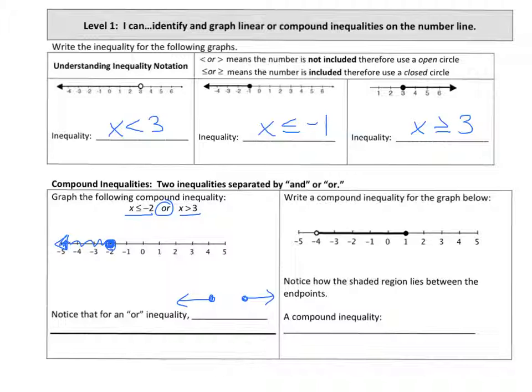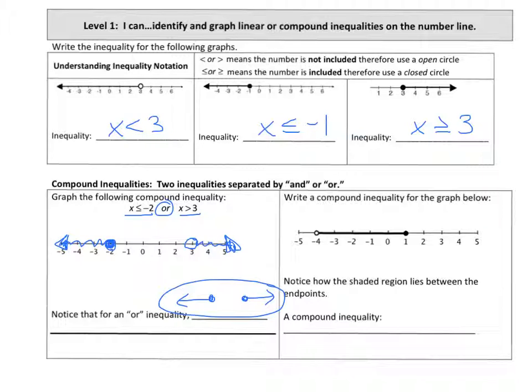And then for the second part, x is greater than 3, I do an open dot, and I shade where the numbers are greater than 3, which is to the right. So again, any OR inequality should look like this, with two arrows going out in opposite directions and nothing shaded in the middle.